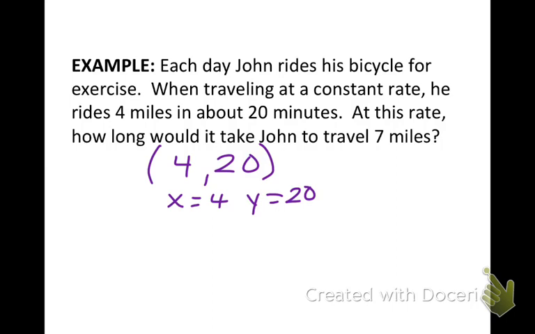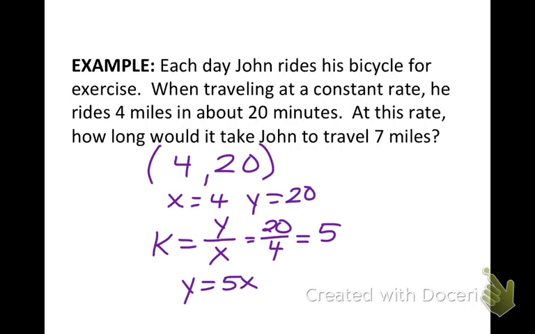Would this be an example of direct variation? If my x was 0, what would my y be? If I traveled 0 miles, what's my time? 0. So is it direct variation? Yes. So to find my constant rate, what am I going to do to find that k? Y over x. 20 divided by 4 is 5. What's the equation? Y equals 5x.